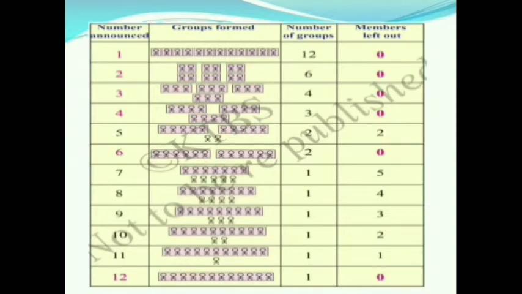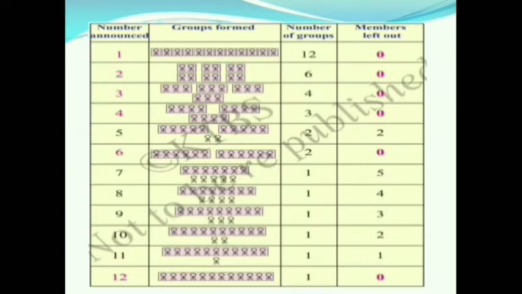Now number announced is 10. Number of groups formed is 1. Are there any children left out? Yes, 2 children are left out. Now number announced is 11. Number of groups formed is 1. Are there any children left out? Yes, 1 child is left out.